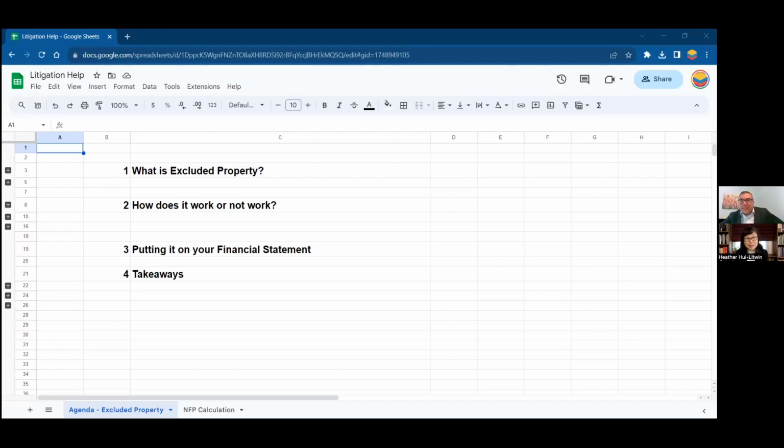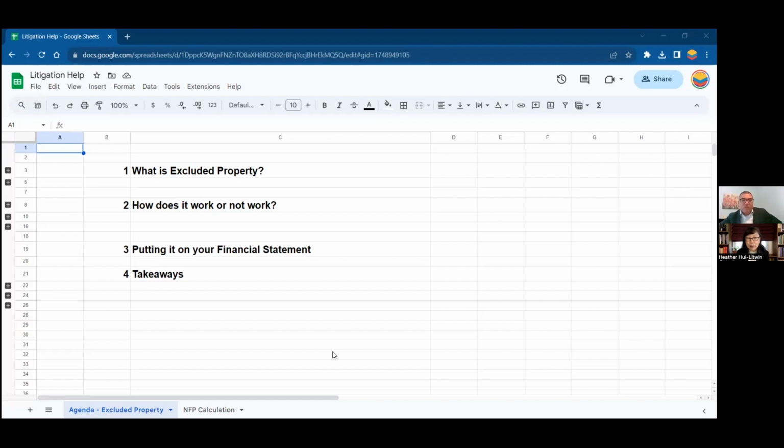Okay, so usually when I do some screen sharing, it's on a slideshow, but today we're going to be doing it on a spreadsheet, which is very applicable because we're going to be doing some math, and I want to explain it very clearly in real time.